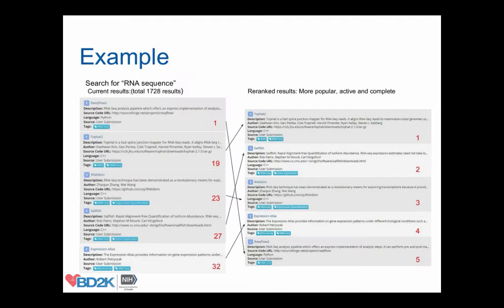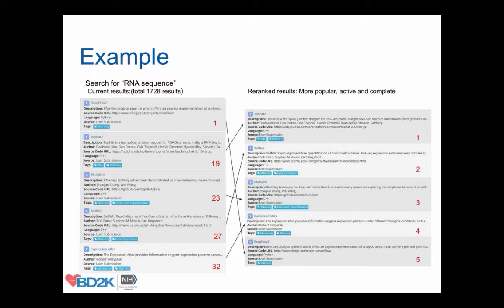So, this is a simple example. If somebody searches "RNA sequence," a very popular search term, you can see there are over 1,700 actual results currently indexed in AZTEC. If you just use a simple way to rank them, that's what you would see on the left-hand side. You can see that there's a good result, but clearly the most popular ones are not ranked first.